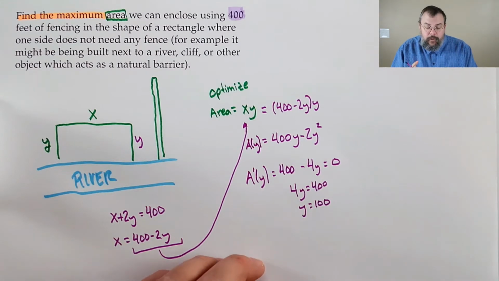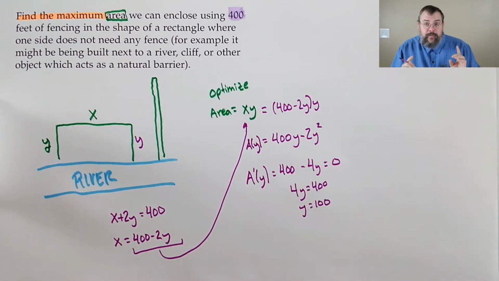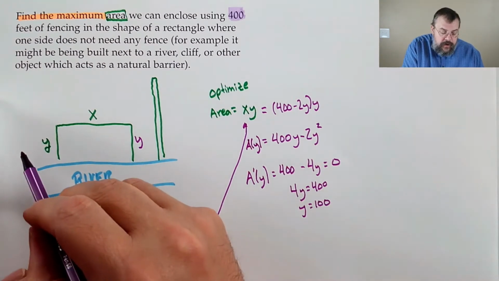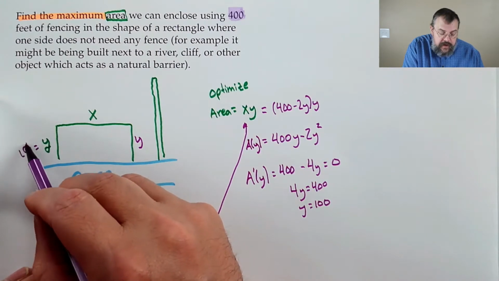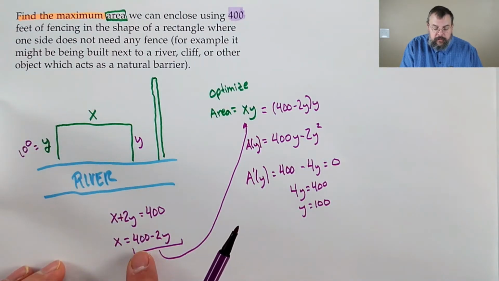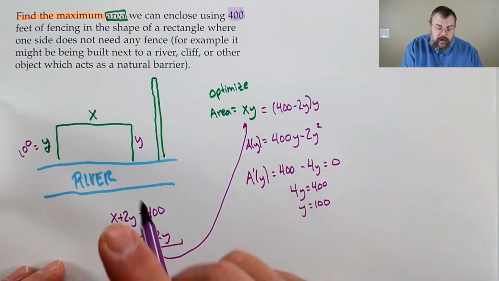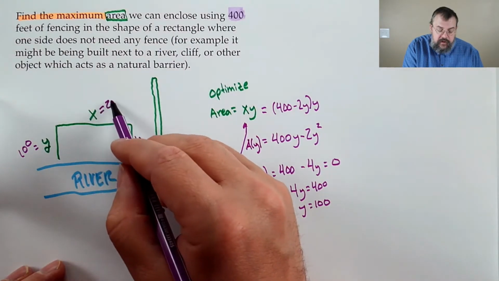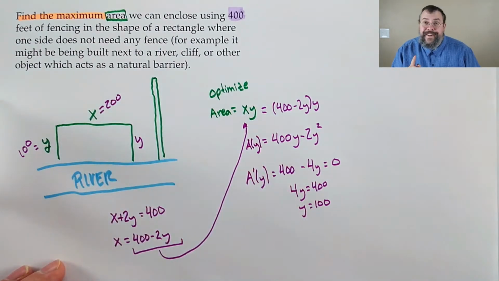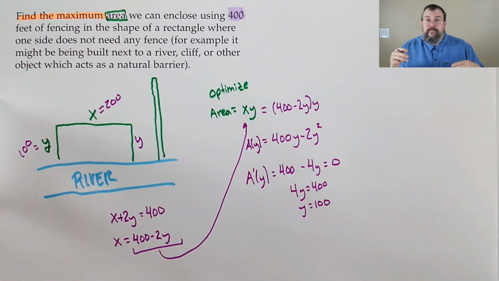Now, what is it we're looking for? Are we looking for our dimensions? Because if we were, now we have one of our dimensions. We know that this y should be 100. And of course, if we want x, 400 minus 2y would be 200. So that would be 100 by 200. But is that what we're looking for? And the answer is no. It didn't say find the best dimensions. It just says find the maximum area.